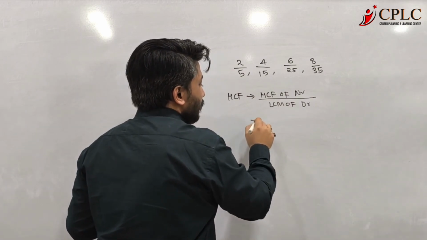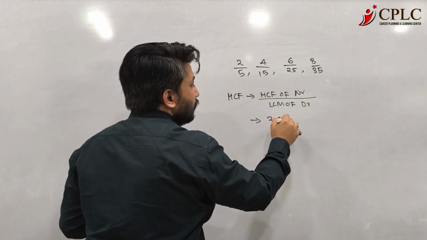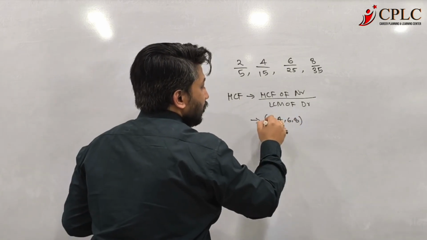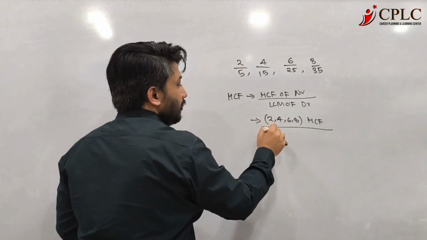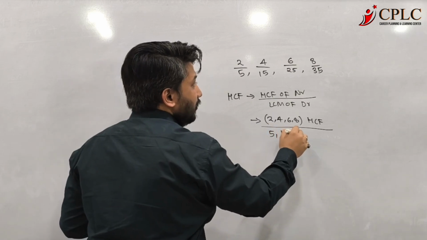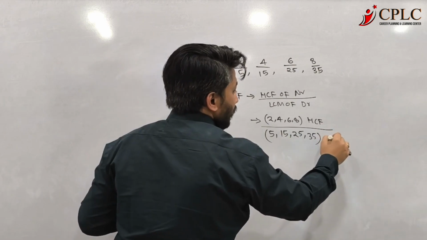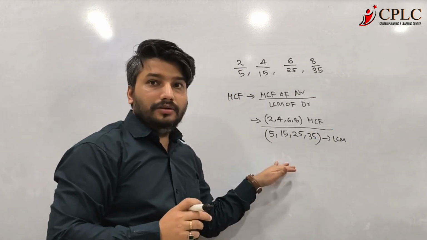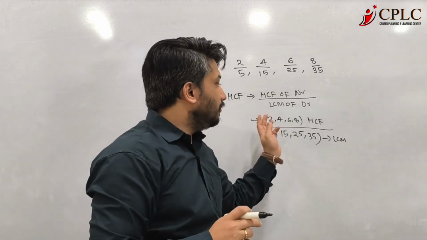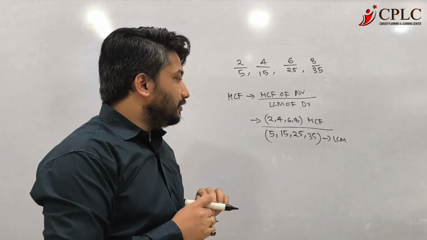So when we apply that, what happens? The numerators are 2, 4, 6, 8. We have to find HCF of that. And the denominators are 5, 15, 25, 35. We have to find LCM of that. Now, how do we do this? So we'll have to do the calculation that we have done earlier for HCF and LCM.